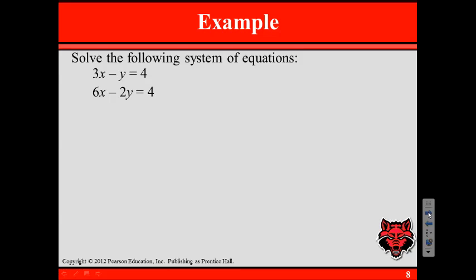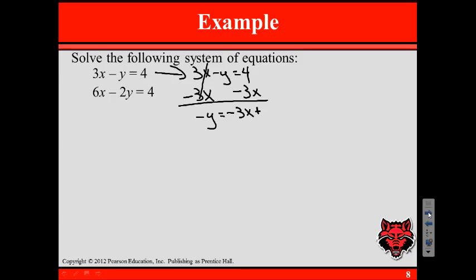Let's try another example. 3x minus y equals 4, and 6x minus 2y also equals 4. Let's try to get the first equation with one variable isolated. So we write 3x minus y equals 4. I'm going to isolate y. We cancel the 3x's and we're left with negative y equals negative 3x plus 4. We divide both sides by negative 1. And that gives us y equals 3x minus 4.